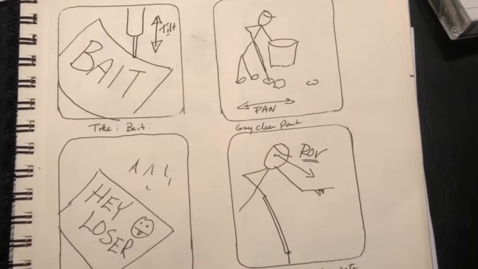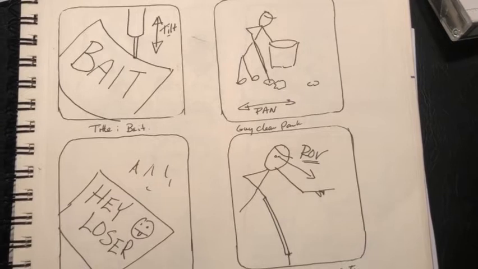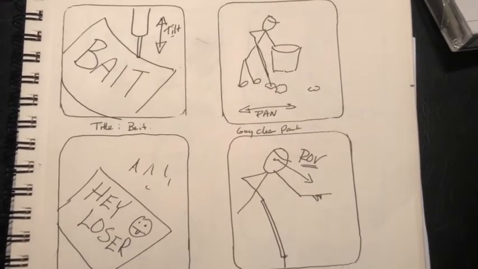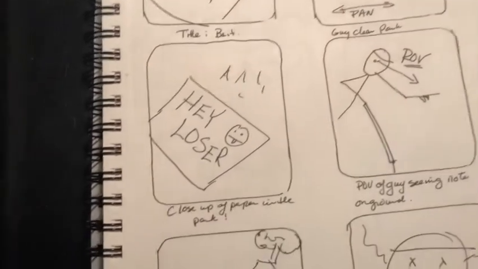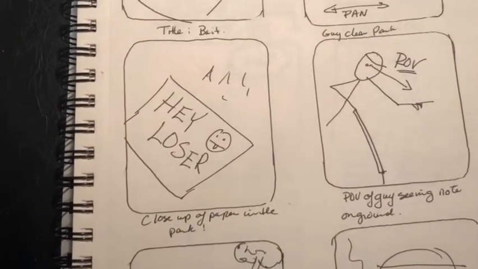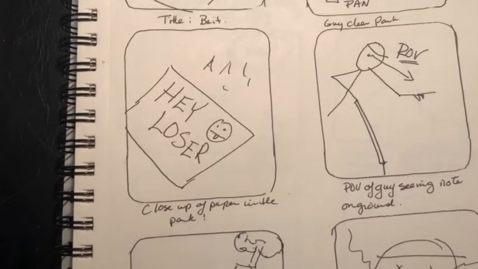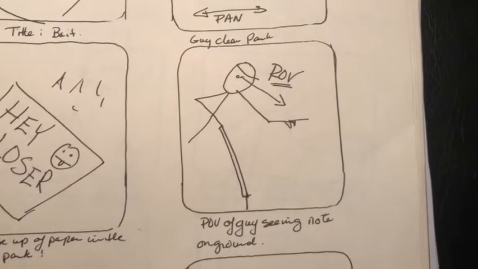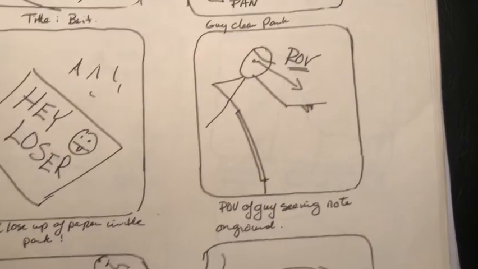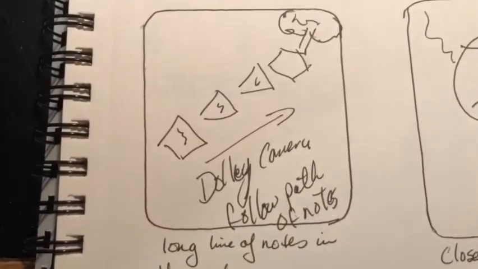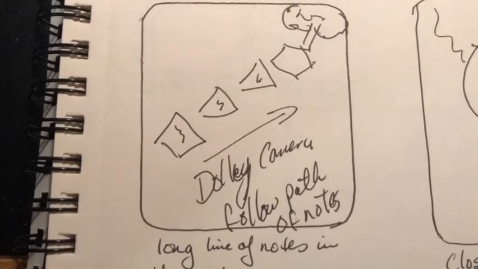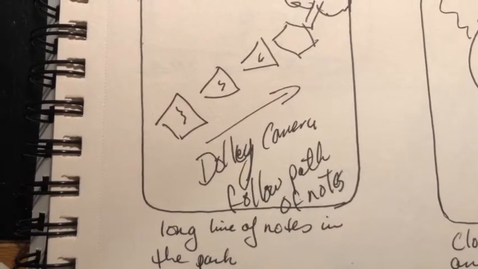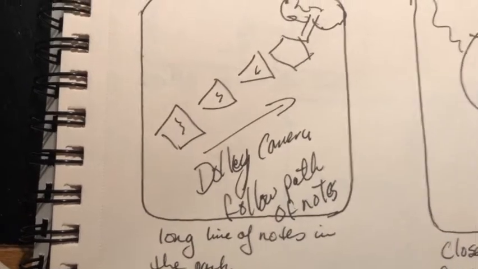In the second frame, you see a person in a park, and we'll do a pan shot, full shot of the person picking up trash and putting it into some kind of garbage bag. And then the next frame, you will see a close-up of a piece of paper in the park that says, "Hey, loser." The next frame, you have a point of view shot of the guy seeing the note on the ground. The following shot, you're going to see a dolly of a whole bunch of pieces of paper all over the park in a path. So we're going to dolly along the pieces of paper in the park.